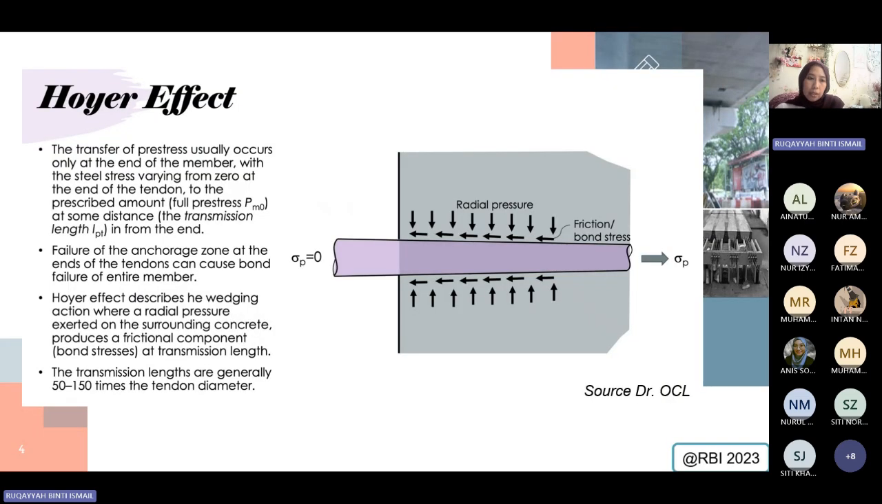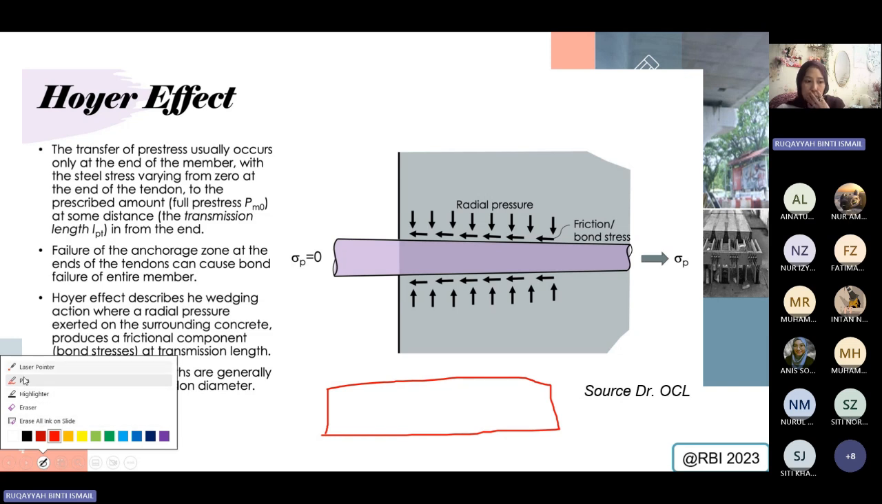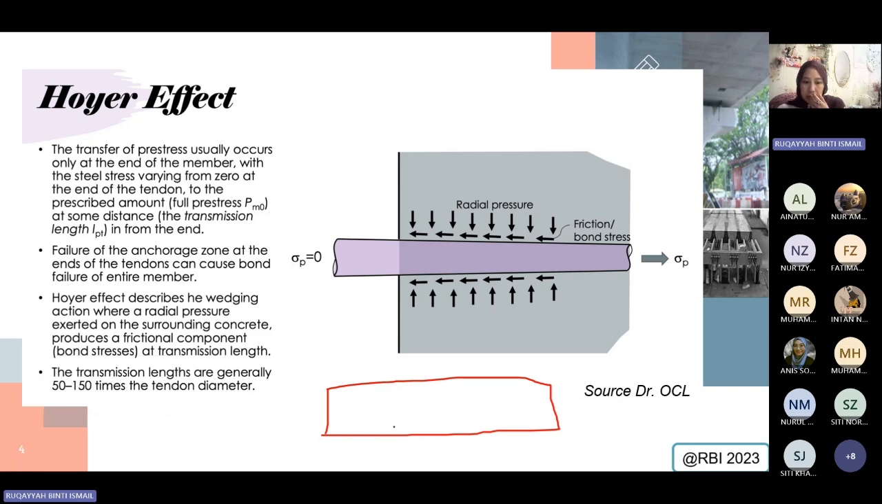Now the first concept we're talking about is en bloc. So what is en bloc? When talking about en bloc, we are talking about a beam. When we design our pre-stress beam, technically we already designed the tendon as well. So this is the beam, and we provide the tendon probably somewhere here.